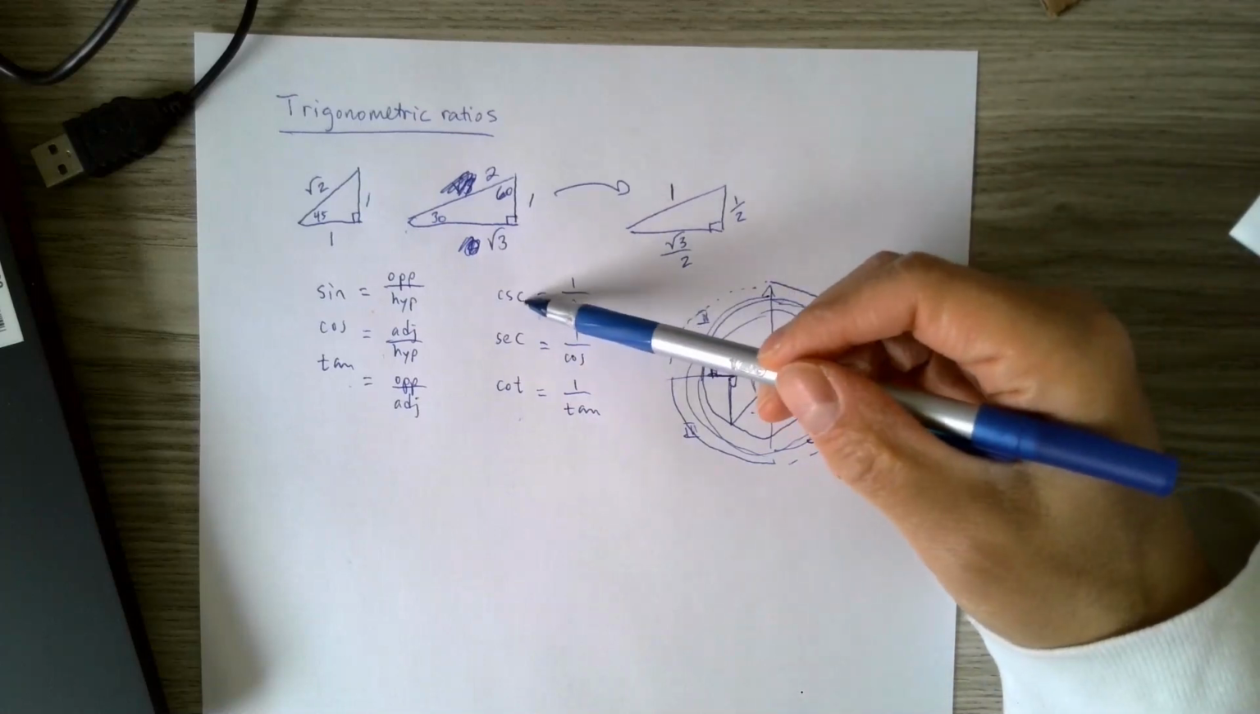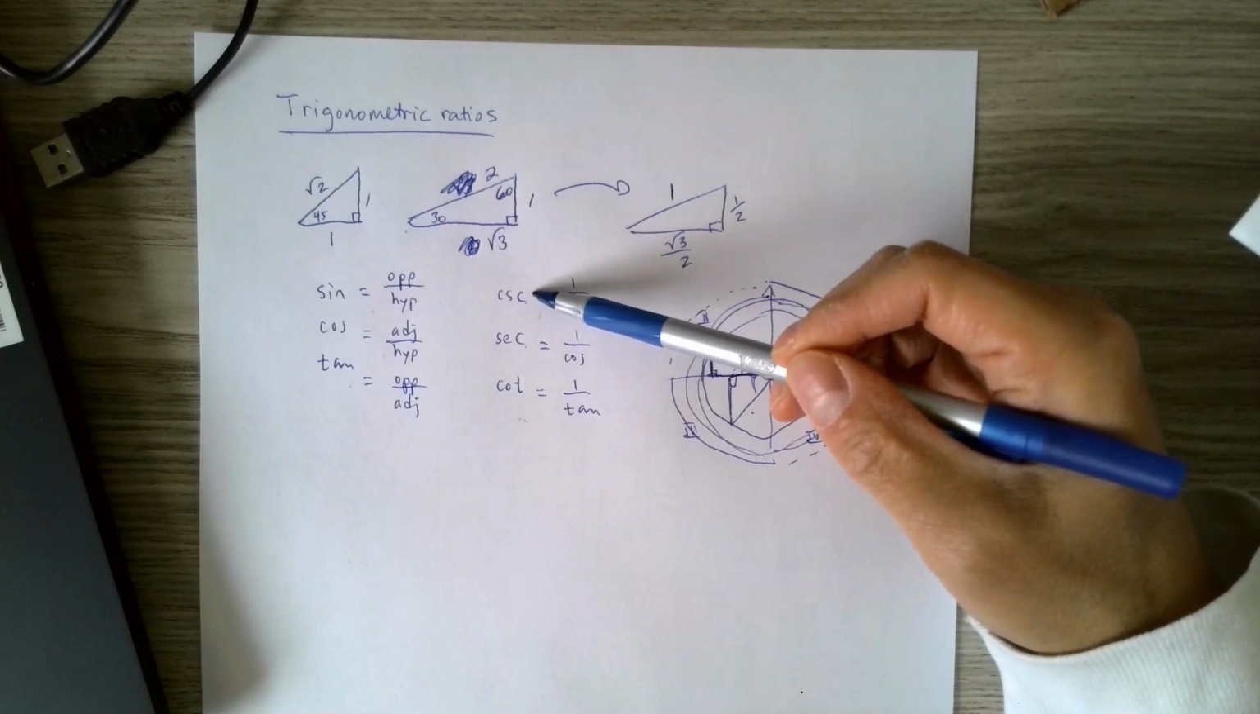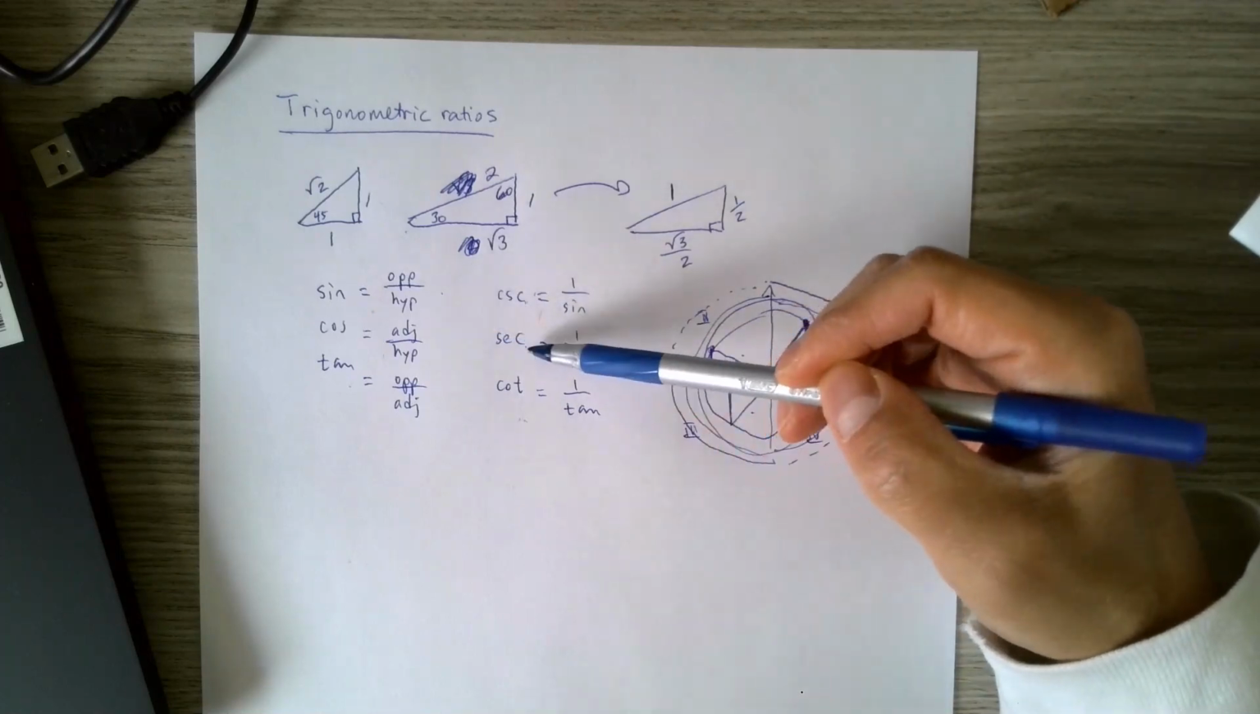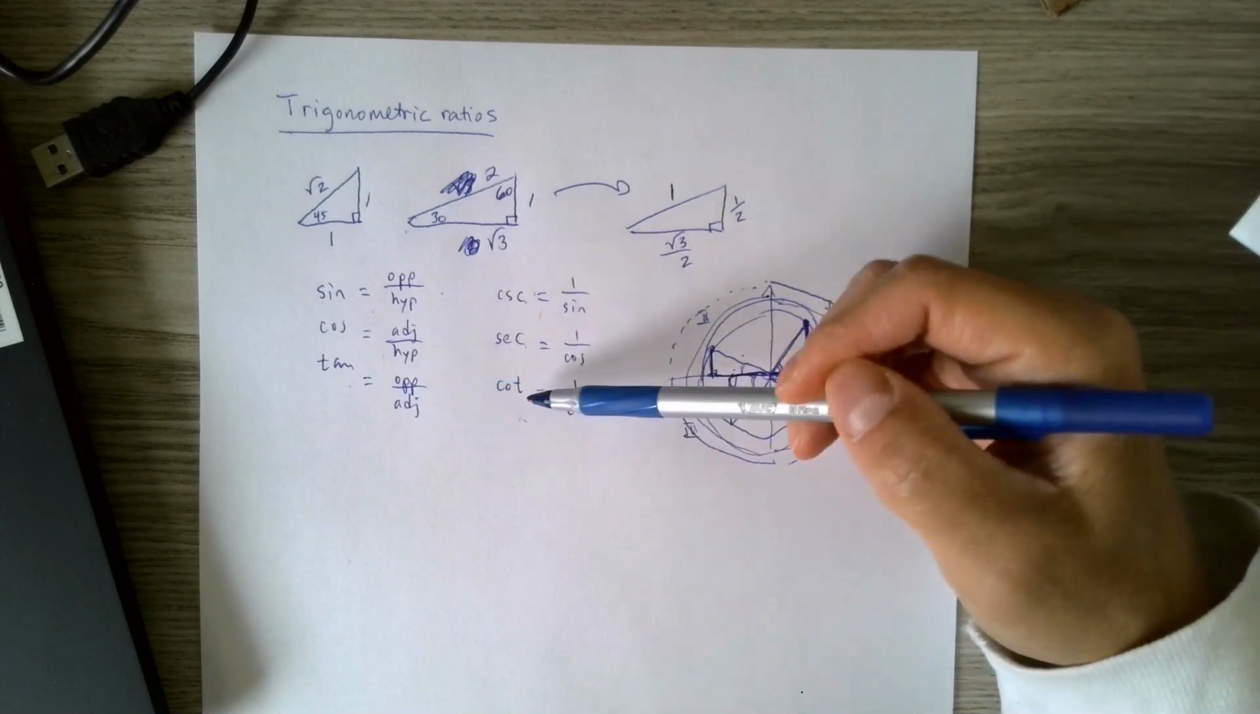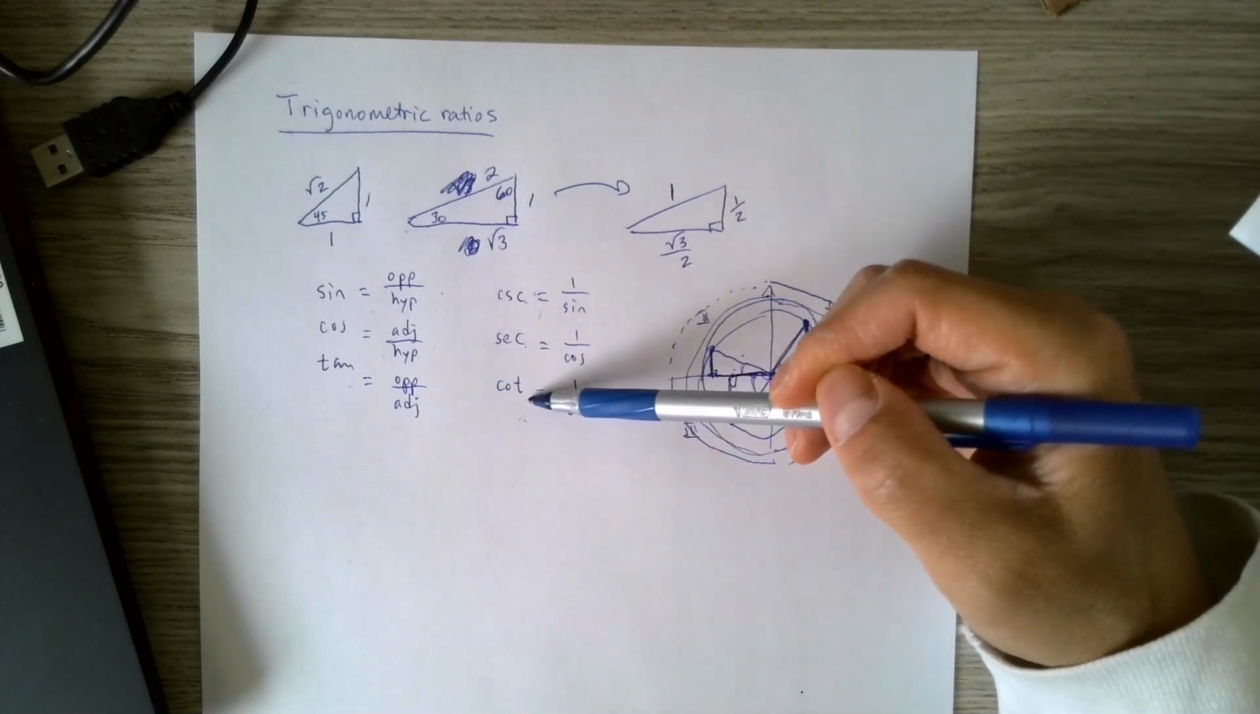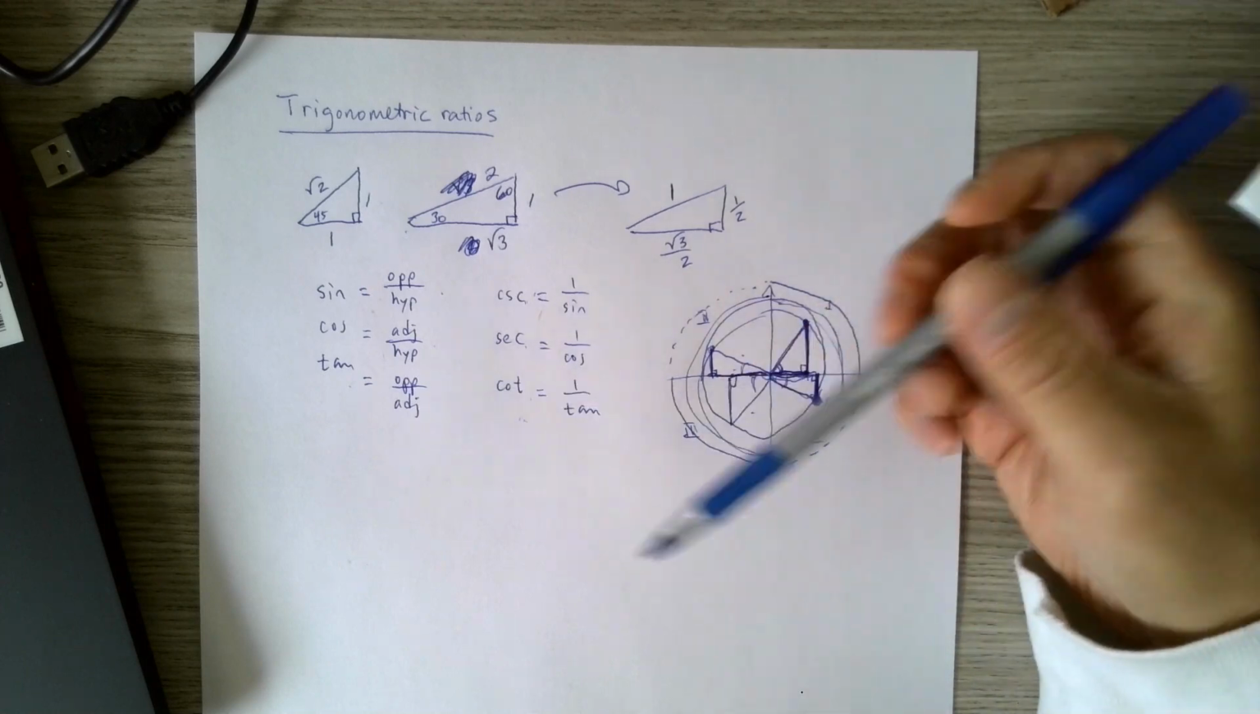And then for these three, cosecant will behave the same way as sine. Secant will behave the same way as cosine. And cotangent will behave the same way as tangent.